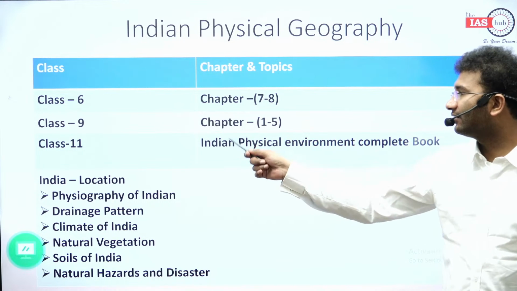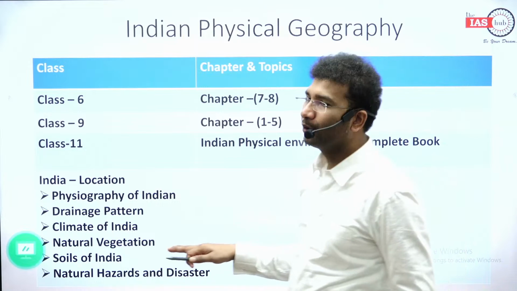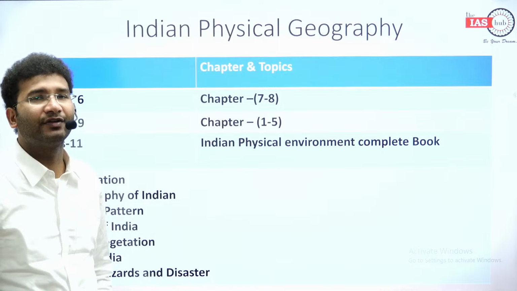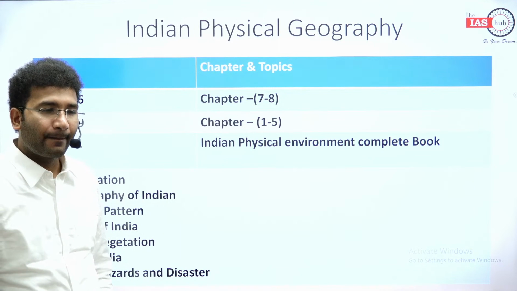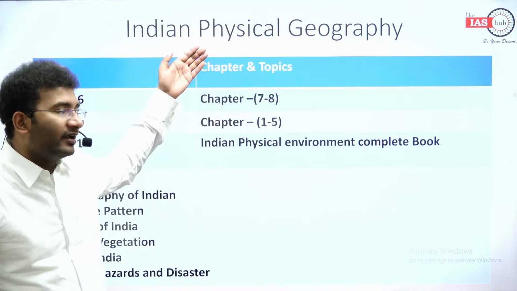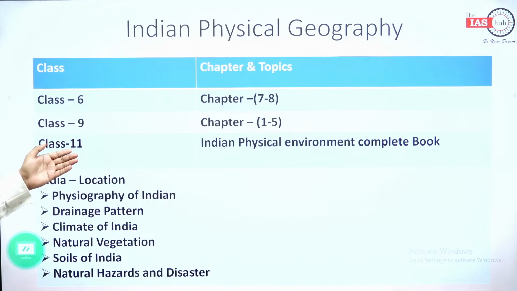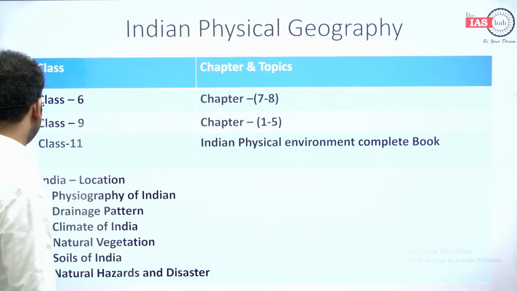And class 11, India Physical Environment. You have to read the complete book. This is a different book. That is the entire geography of India. Okay? This is the order, or the preference, in which you have to go. Right? Next, these are the aspects of physical geography.